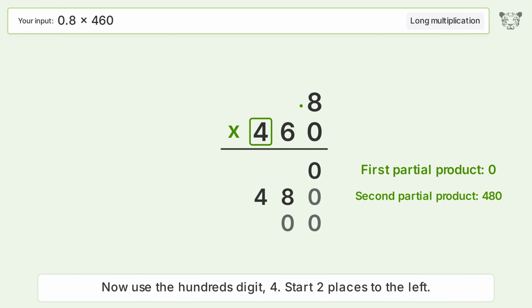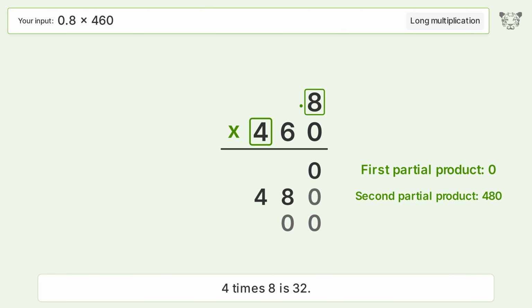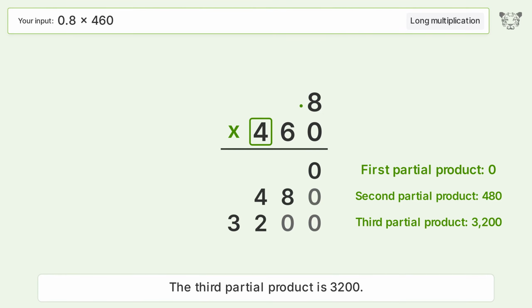Now use the hundreds digit, 4. Start two places to the left. 4 times 8 is 32. The third partial product is 3,200.